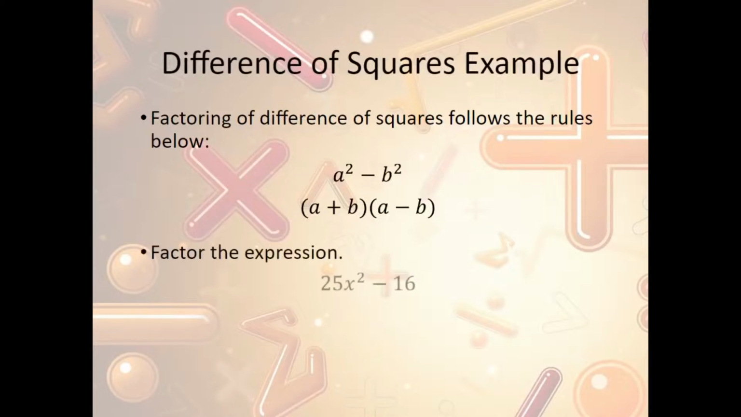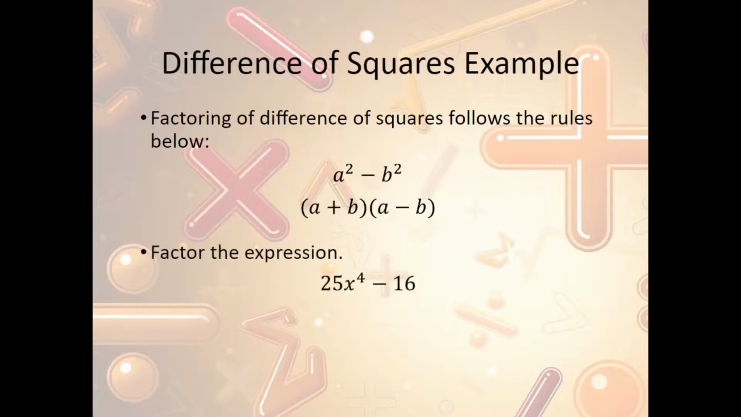Let's look at another example. We have 25x squared minus 16. Well, 25x squared is really 5x squared, and 16 is really 4 squared. So we can rewrite this as 5x plus 4 times 5x minus 4. And that's our factored version. So look at another example.